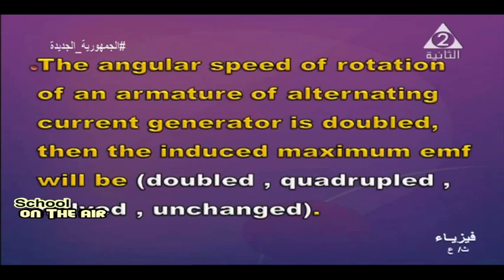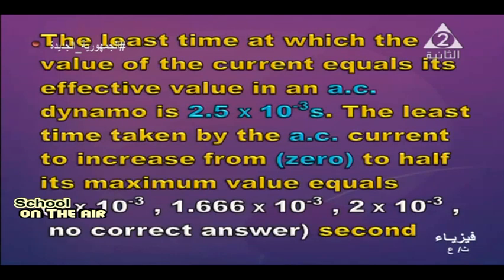Another choice, the angular speed of rotation of an armature of an alternating current generator is doubled. Then the induced maximum EMF, will it be doubled, quadrupled, halved, or unchanged? Of course, it's all easy. It is doubled. Okay.